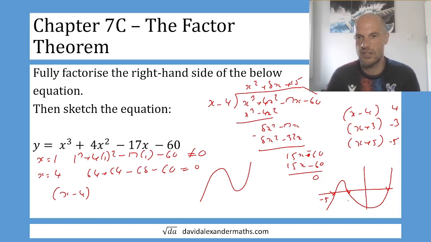That's all we need, is just label these minus 5, minus 3 and positive 4, and that will do for our sketch. We don't need to worry about y-intercepts or maximum or minimum turning points. So that's it, all done.